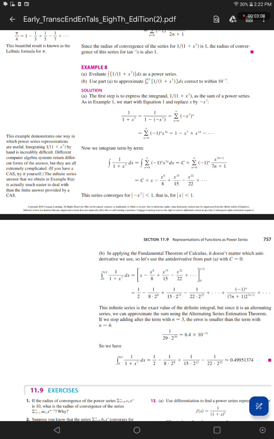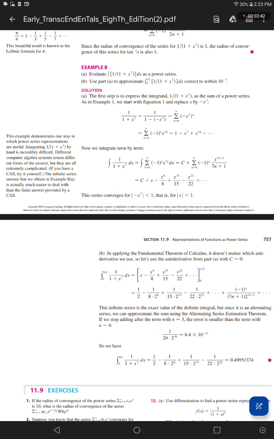equals the sum from n equals 0 to infinity of (negative 1) to the power n times x to the power 7n, equals 1 minus x to the 7th plus x to the 14th minus ellipsis. Now we integrate term by term.